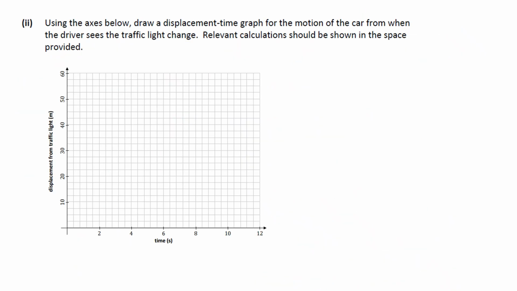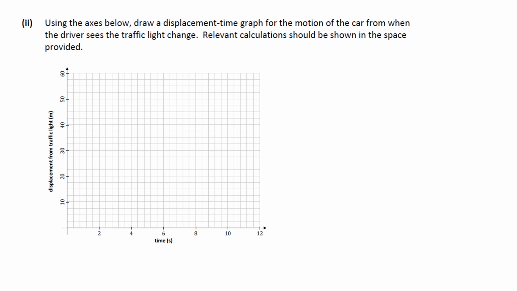Part 2 then says, using the axis below, draw a displacement time graph for the motion of the car from when the driver sees the traffic light change. Relevant calculations should be shown in the space provided. This was very, very tricky because a lot of the time we're working with velocity time graphs. If you weren't reading your question properly, it would be very easy to assume that that's what we have. But this is a displacement time graph.